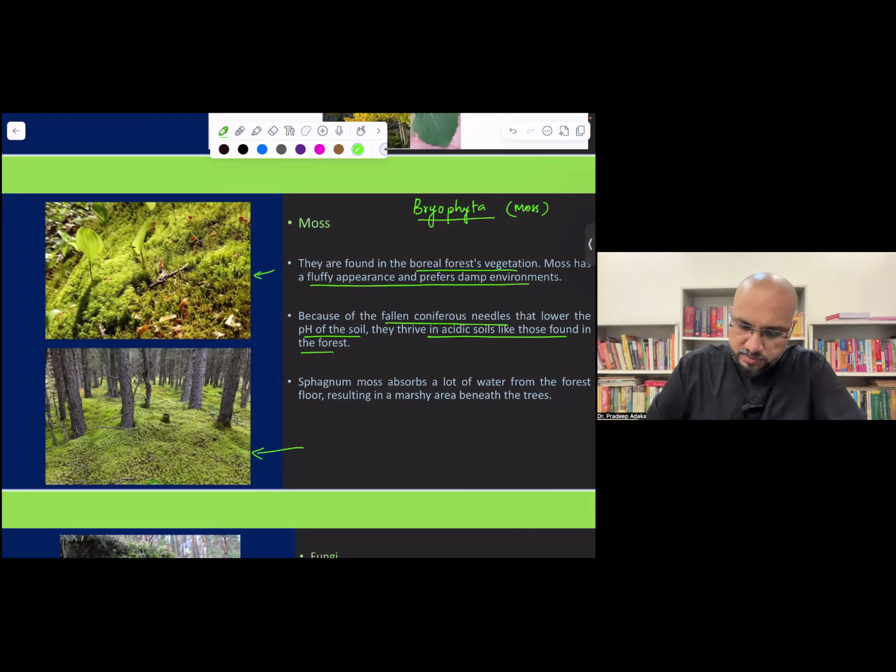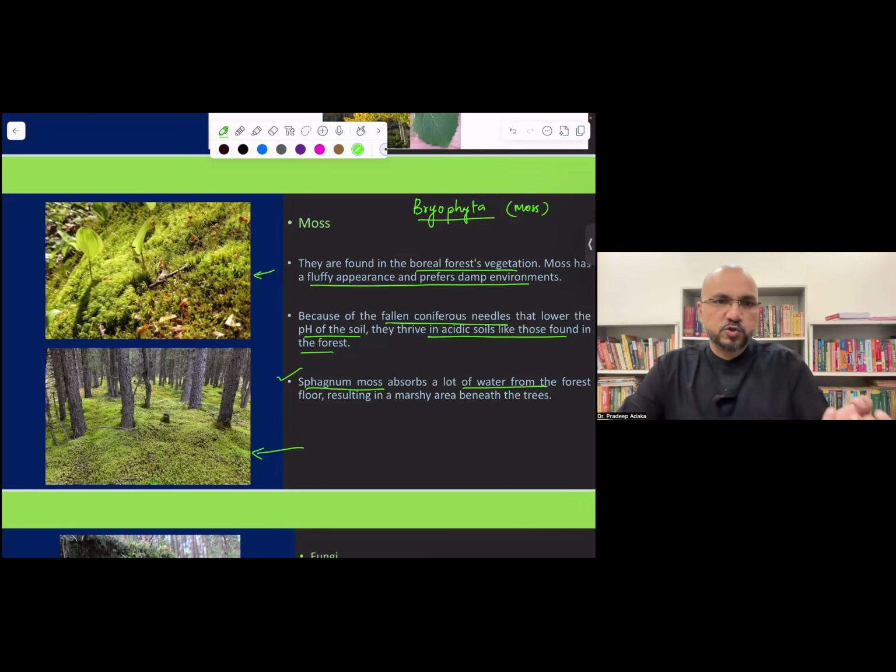Sphagnum moss is a type of moss. It is also used as a rooting medium in plant nurseries. Sphagnum moss absorbs a lot of water from the forest floor, resulting in a marshy area beneath the trees. So it is very soft, wet soil. You can see it is covered with this moss, or your bryophyte. It will be covering the entire soil surface. The undergrowth or the soil is covered with moss. This is another characteristic of this particular biome.